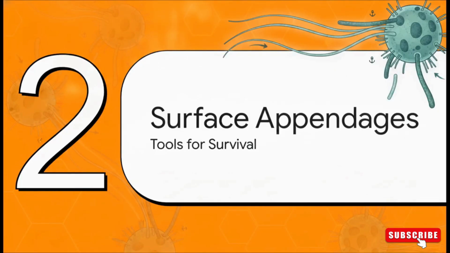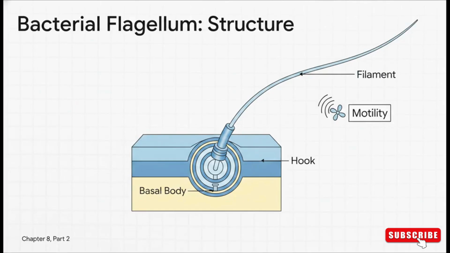All right, Section 2, surface appendages for survival. Bacteria can be motile, meaning they move around, or non-motile. If they do move, they have these thin filamentous extensions called flagella popping out of their cell wall. A bacterial flagellum has 3 distinct parts: the filament, the hook, and the basal body.